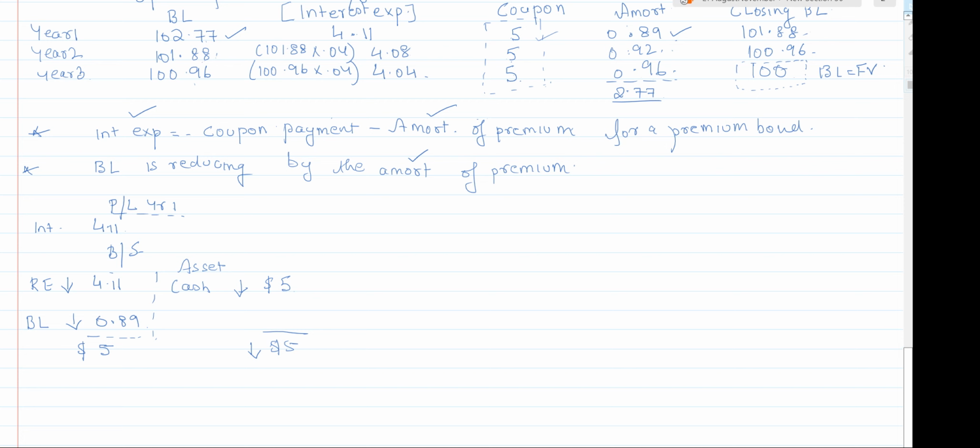Guys, can we understand this? So the books would tally. Why? Because both asset and liability side are going down by the same amount of $5. Are we good? Any doubts here, guys? Yes, sir. I'm good, sir.